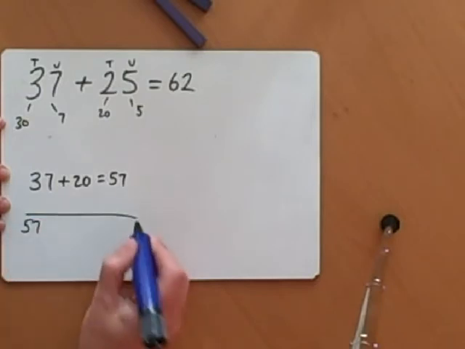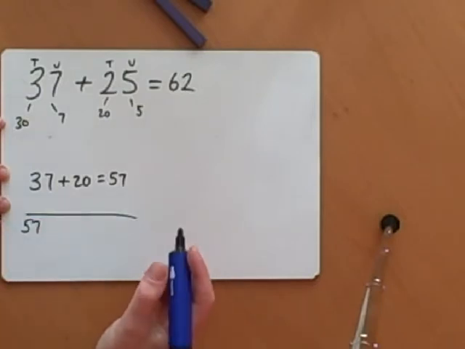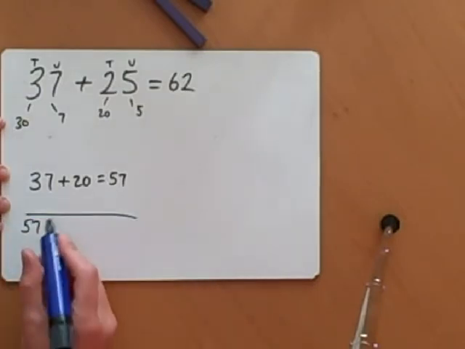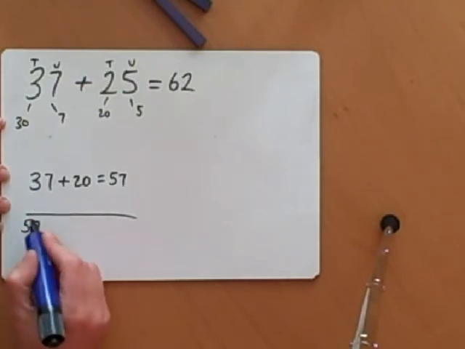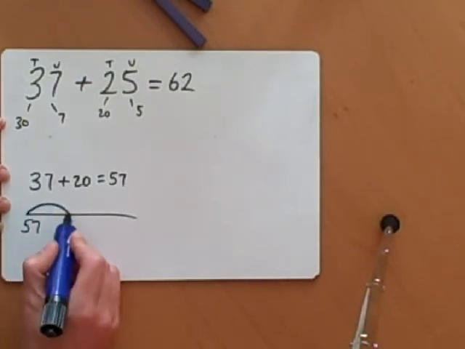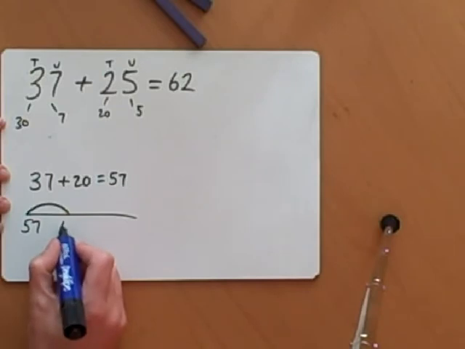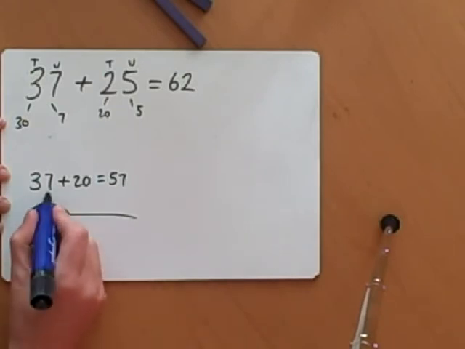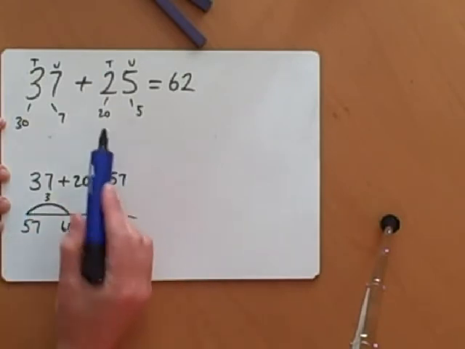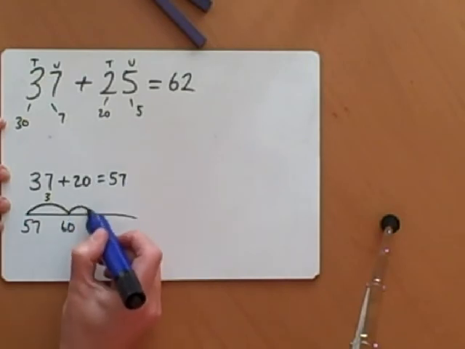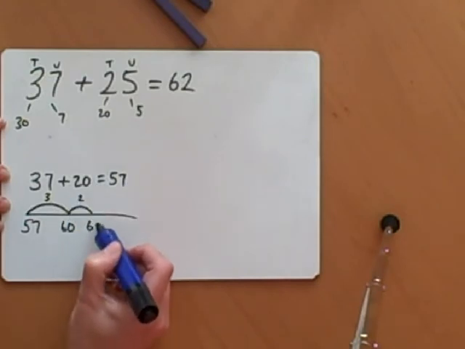We could do this mentally, or if that's too much for them to hold in their mind at that point, we can put it on a number line. 57, we're adding on 5 to jump to the nearest 10. Next 10 is going to be 60, and that's a jump of 3. Then we've got 2 left from our 5 to add, and that gets us to 62.